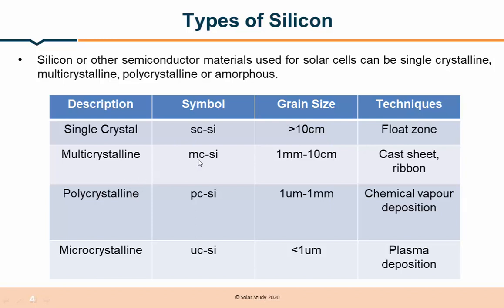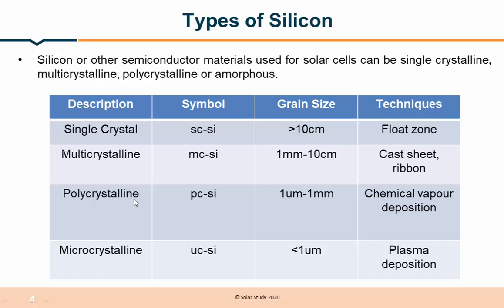Multi-crystalline, the symbol is MCSI. The grain size is 1 mm to 10 centimeter. In between that, the grain size will be there. The technique is cast, sheet or ribbon types, which are used to make the wafer. This is the technique.